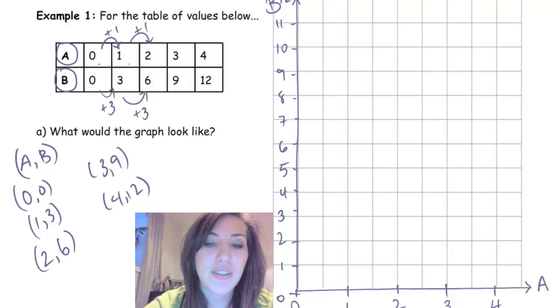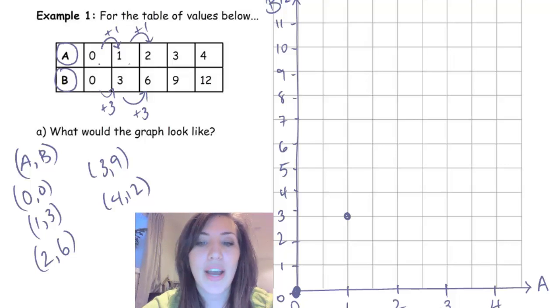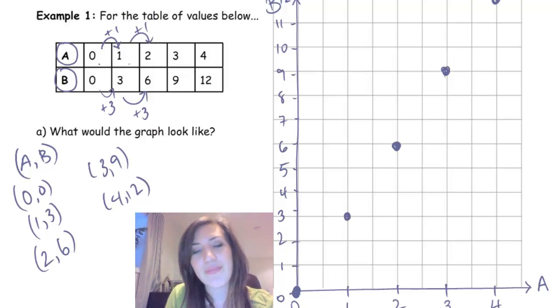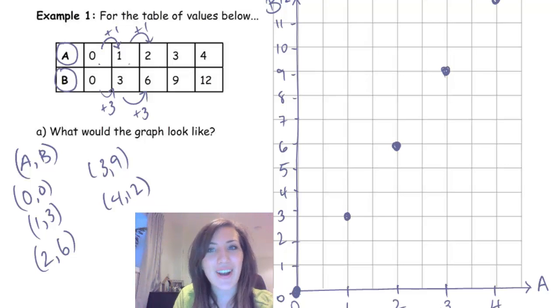So we can graph all of these points to see what it's going to look like. So the first point, 0, 0 is here. 1 on the bottom, follow it up to the 3 for the y-axis, the B. A is 2 when B is 6. A is 3 when B is 9. And A is 4 when B is 12. So there we go. And that is our graph.